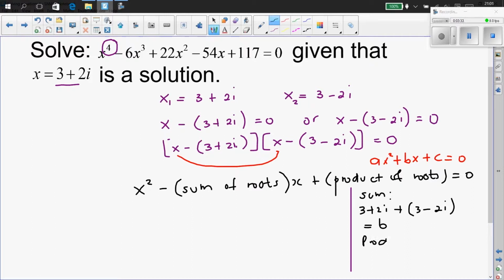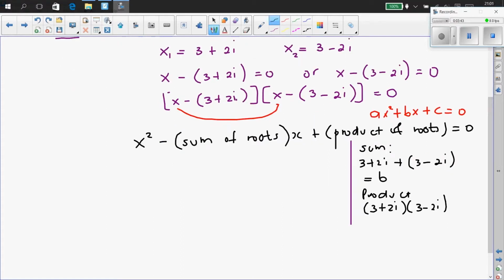Let's work out the product of the two roots. So we have 3 plus 2i multiplied by 3 minus 2i. And this will give me 9 because 3 times 3 is 9. 3 multiplied by negative 2i is negative 6i. Positive 2i times 3 gives me positive 6i. And then I have negative 4i squared. I know that i squared has a value of negative 1, so it's 9 minus 1 times negative 4, because the middle terms cancel each other out. So this gives me 9 plus 4, which is 13, so the constant has a value of 13.